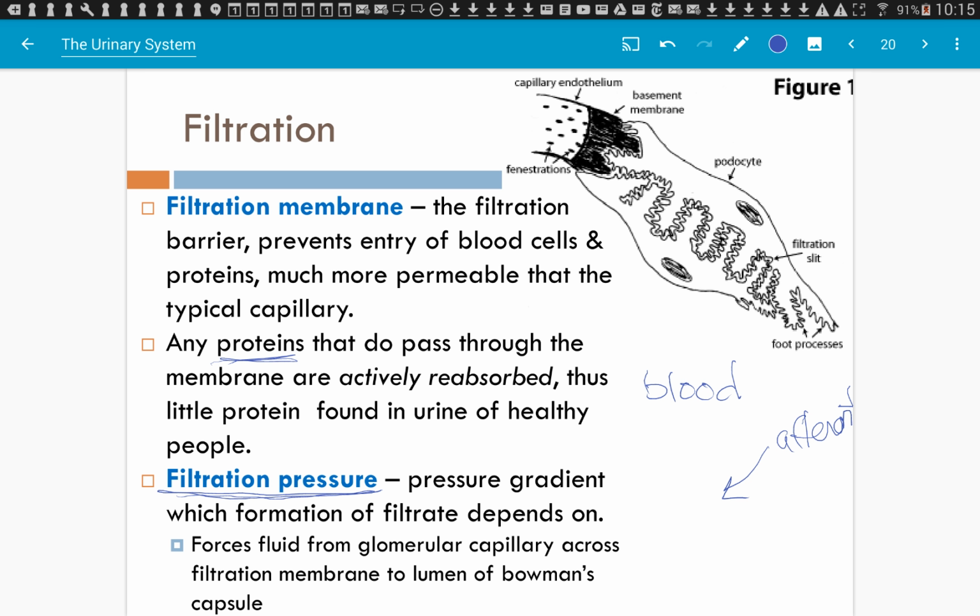So that filtration pressure is very important, and so you have what's called a pressure gradient. So you have higher pressure within the afferent arteriole coming into the glomerulus and lower pressure outside. So it's pushing the fluid from the blood and anything dissolved in it out of the glomerulus into the capsule. So it's kind of the same idea as when blood gets to the capillary beds. The pressure from the arterial system helps push the blood through, helps push the fluid out into the tissues to do its job.